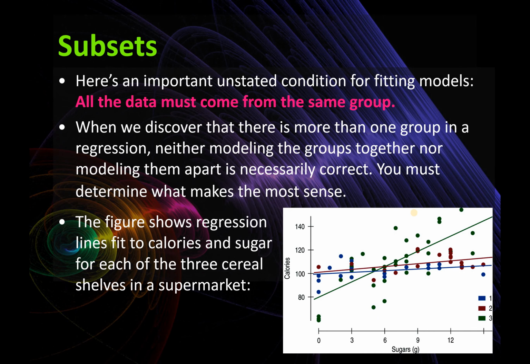So here are three different regression models fitting the calories and sugar content for each of the three different types of cereals. You can see three very different lines for each of them.